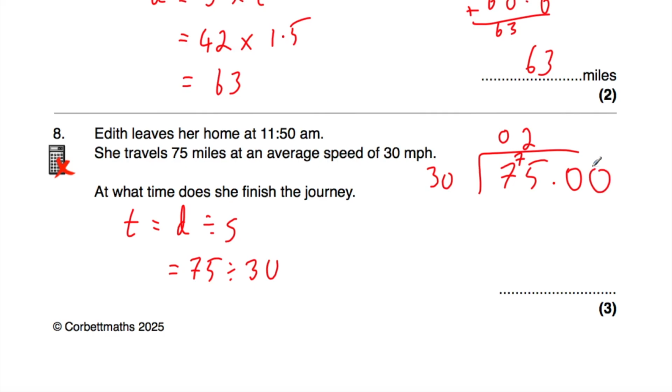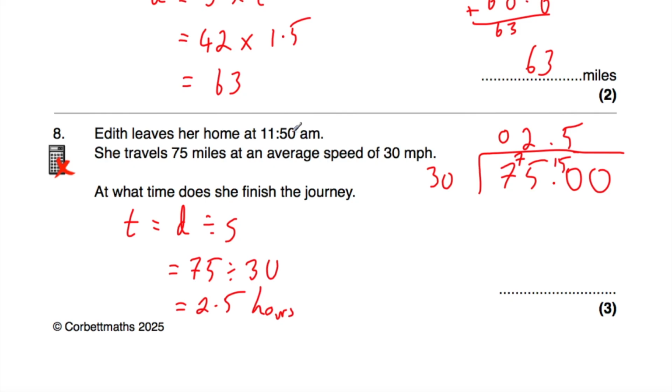Put a decimal point and some zeros and carry on our bus shelter method, and put a decimal point above. So the remainder there, how many 30s went into 75? That was 2, remainder 15. And how many 30s go into 150? That's 5. So that'll be 2.5. So it takes Edith 2.5 hours. Another way to do it is to say, well, an hour would be 30 miles, 2 hours would be 60 miles, and another 15 would be half an hour, so that's 2.5 hours as well. So the journey takes Edith 2.5 hours.